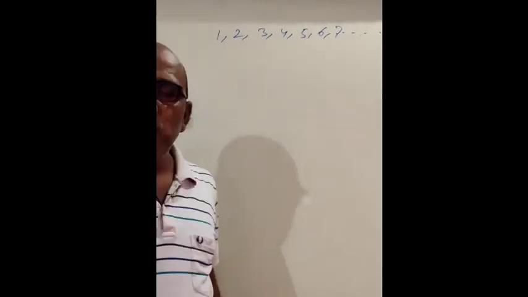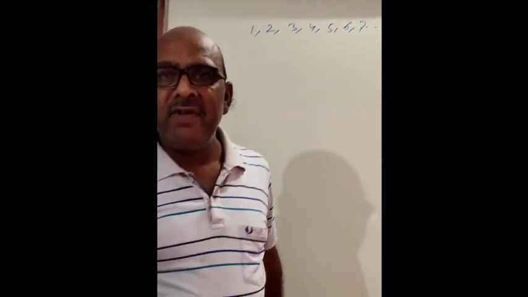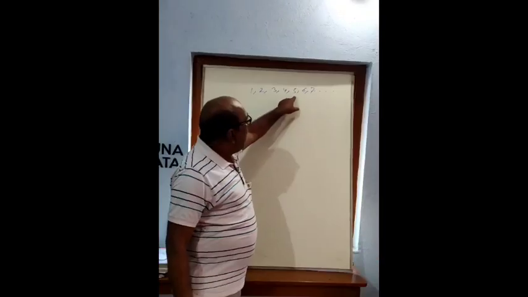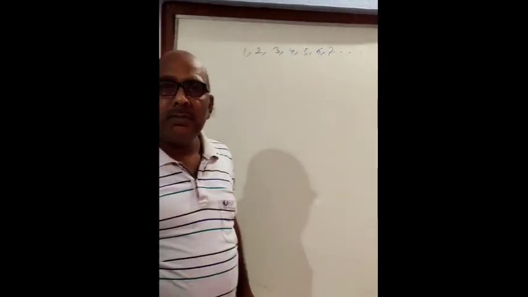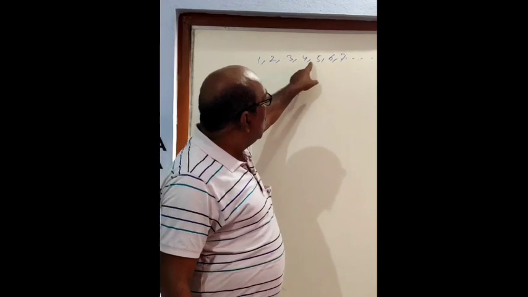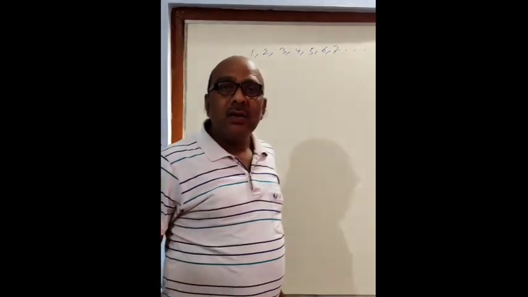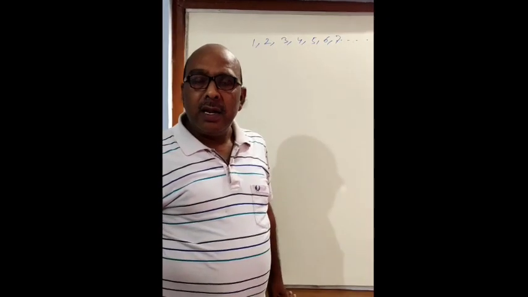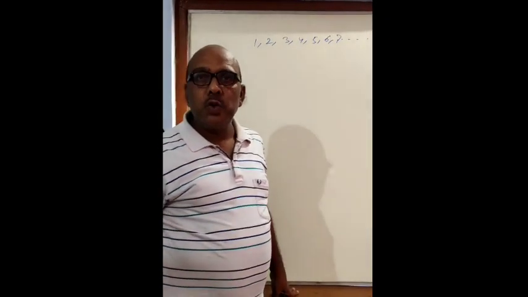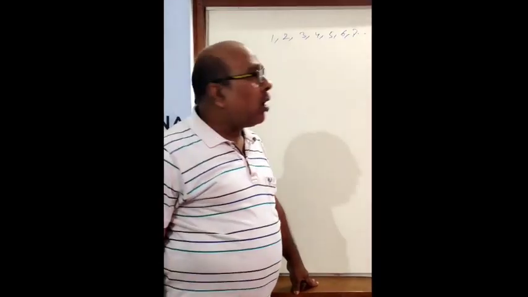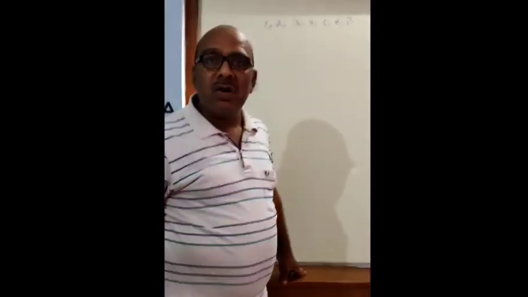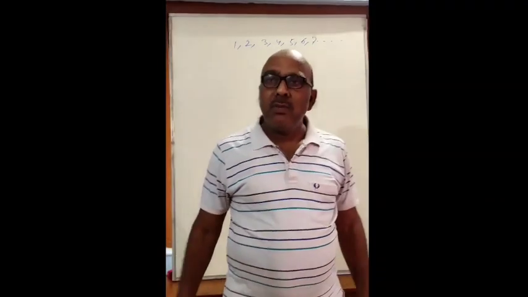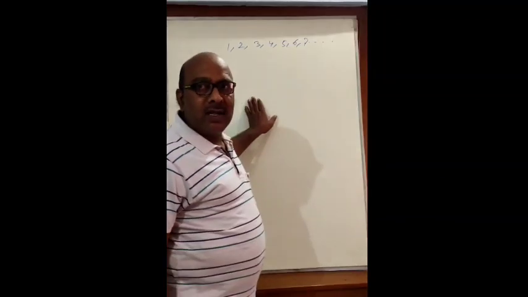Natural numbers are of two types: odd natural numbers and even natural numbers. For example, 1, 3, 5, 7 are odd natural numbers, and 2, 4, 6, etc. are called even natural numbers. Even natural numbers are those which are divisible by 2, and odd natural numbers are those which are not divisible by 2. Now, all natural numbers together with 0 are called whole numbers.